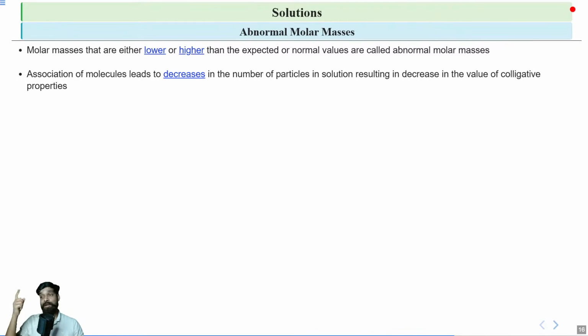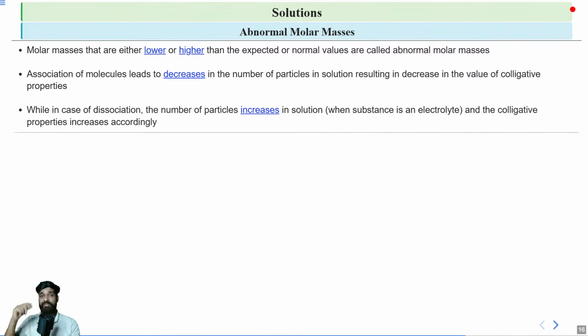Now go back to our first starting point, where we said that if you are changing the number of particles, then the colligative property will change. And colligative property is directly proportional to the number of particles. But in association, when two particles combine and become one particle, the number of particles will go down, and as a result of that, the value of colligative property will also go down.